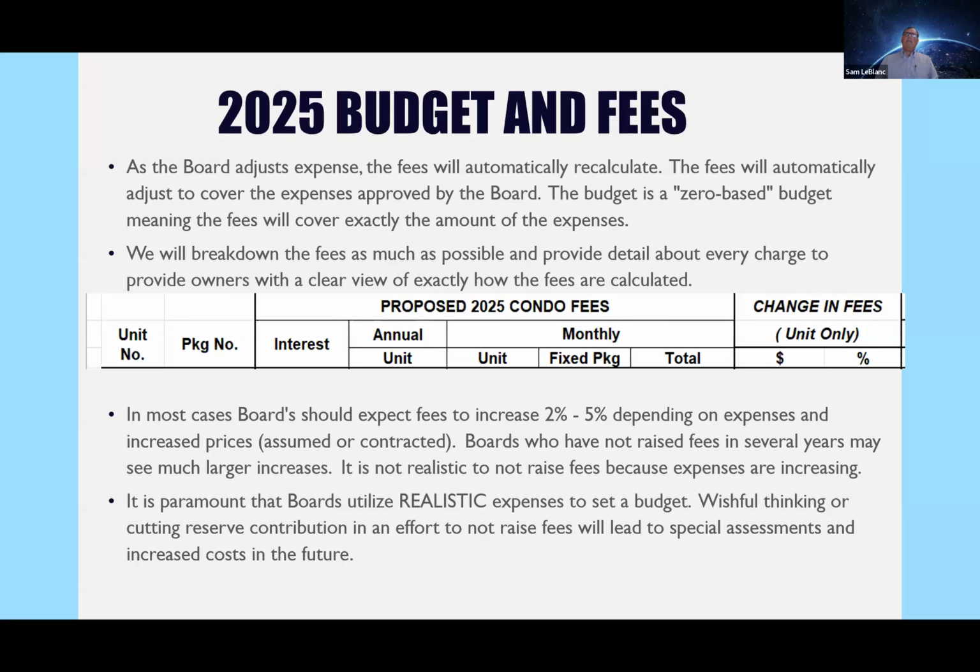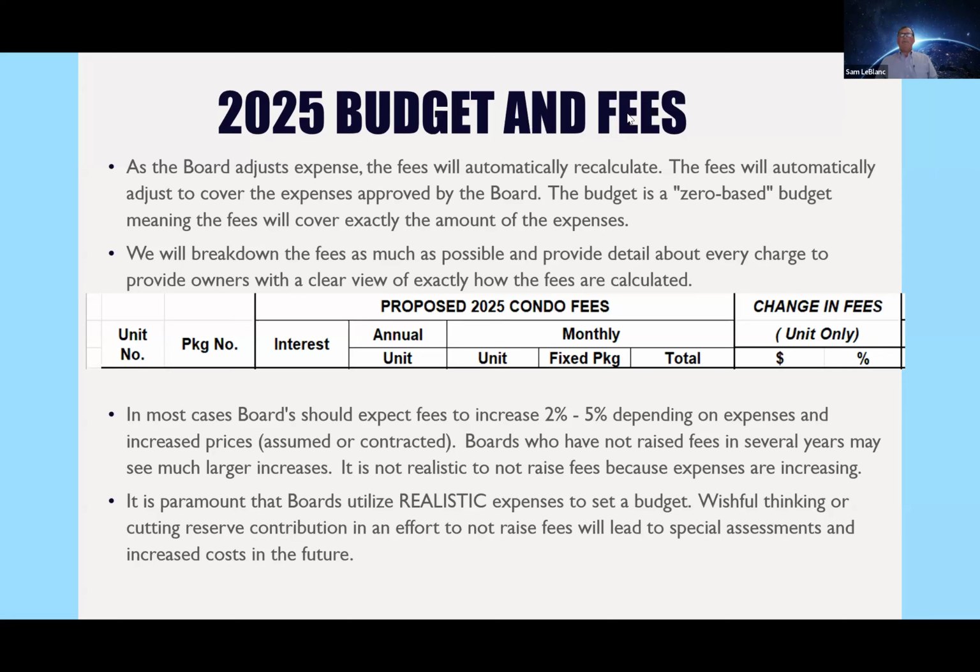And then on the fee sheet, just as a reminder, as the board adjusts expenses, the fees are going to automatically recalculate, right? It's set up. So if you raise an expense by $1,000, then the fees will go up. You lower an expense by $1,000, the fees will go down. It's all done automatically for you. Again, we break down the fees as much as possible and give you detail about every charge to provide owners with a clear view of exactly how the fees are calculated. We don't want there to be any mystery here.